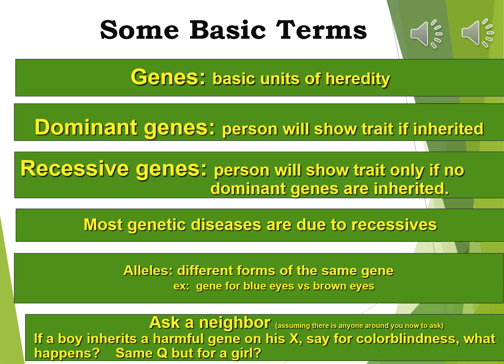So if she has a son, he is very likely, actually, he will be colorblind. But for the daughter, again, unlikely. But she could easily be a carrier if the girl inherits the X that has the deleterious, harmful gene.